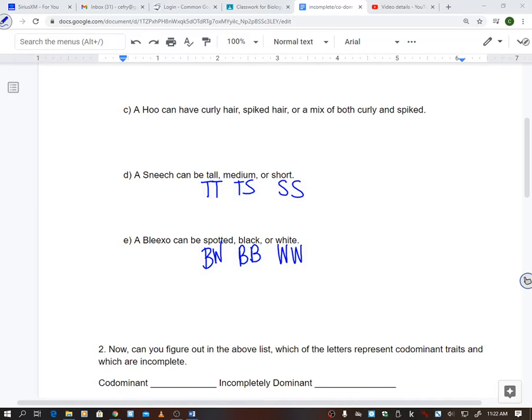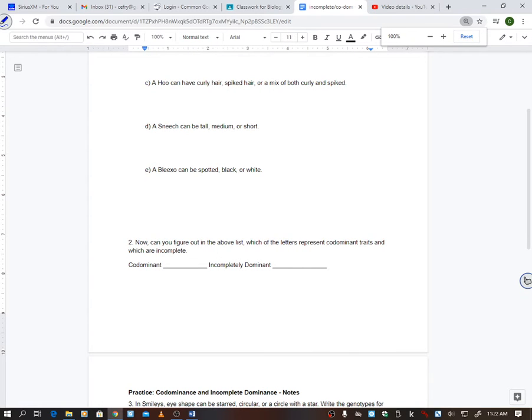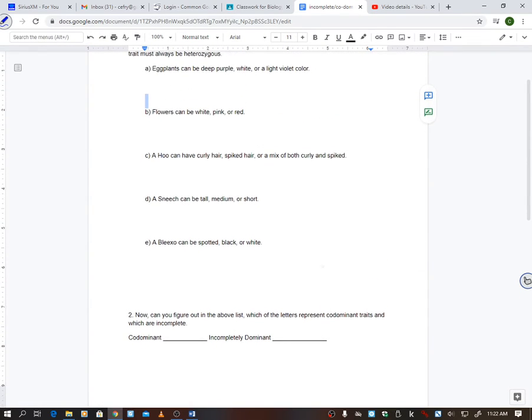All right, now the next step is number 2. Now, can you figure out in the above list which of the letters represents codominant traits and which are incomplete? So I'm going to make this a little bit smaller again. Okay. So bear with me. I'm going to go right here.